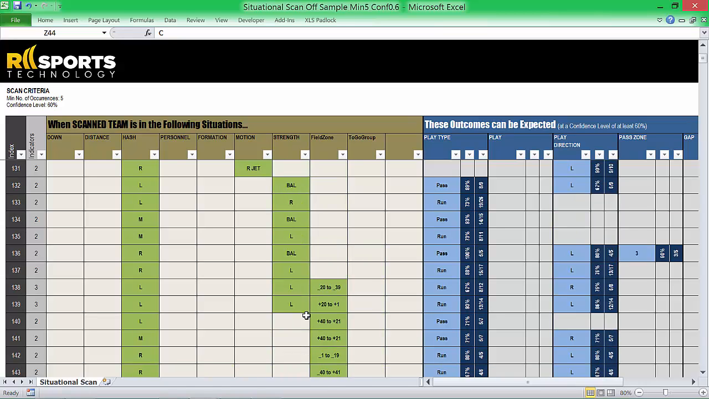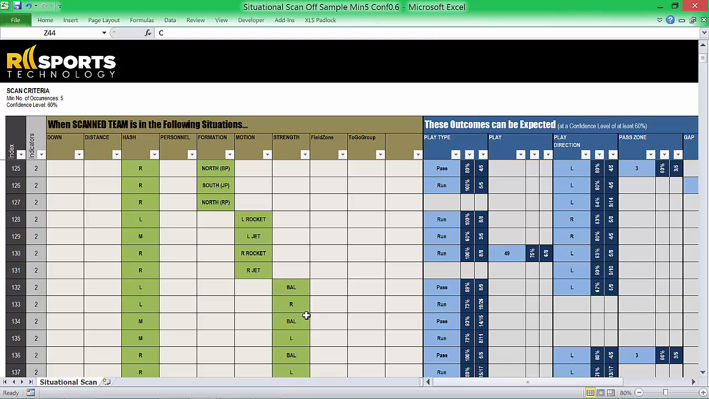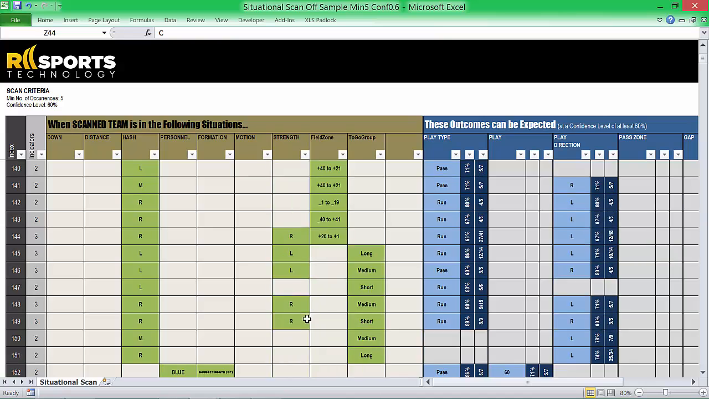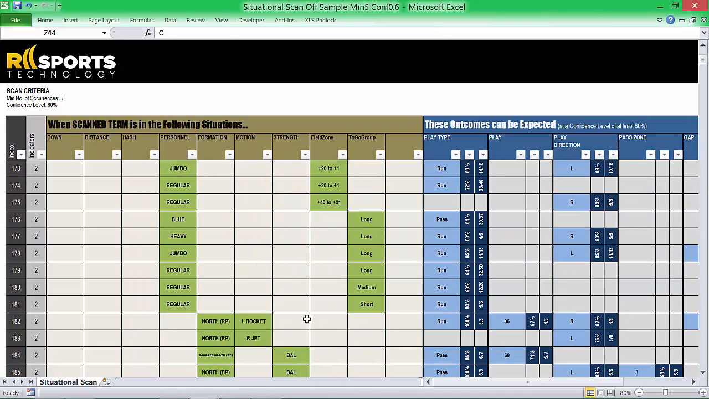In terms of what you want to do, let's take the role of a defensive coordinator in this case. I've got every stone turned over on this team. I've got literally 1,200 plus unique situations where I can have a high confidence in what they're going to do. Now that can be very overwhelming, I give you that.